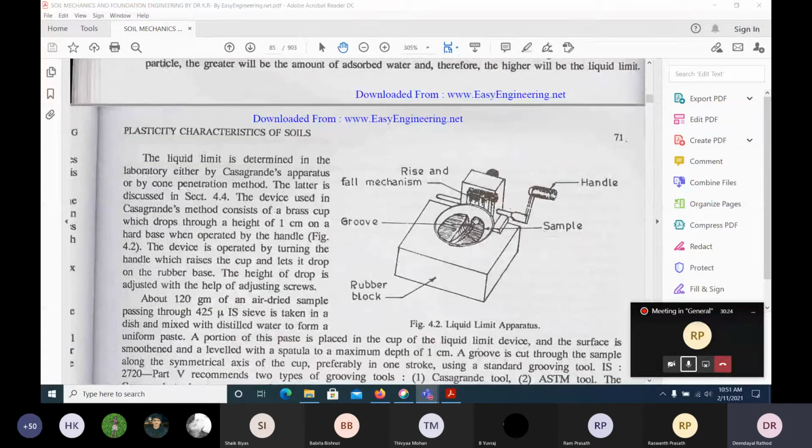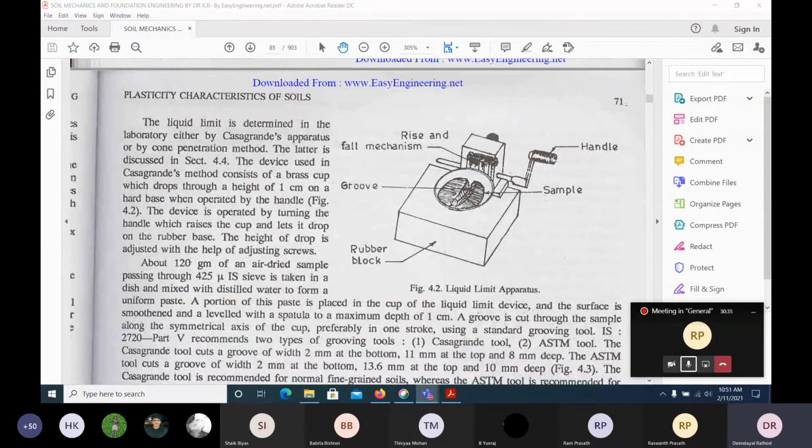Here, what he says is, we mix a soil of 425 micron passing, 120 grams of air dried sample, here. We'll make a paste, like ice cream paste or something like that. And this is the rounded cup. In NIT you will do this test in the geotechnical engineering laboratory. We call it the Casagrande liquid limit apparatus. This is the handle, we'll try to rotate it. So what we'll do is we'll make a paste like that.